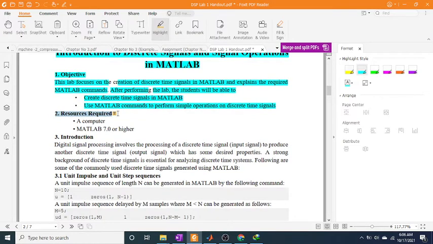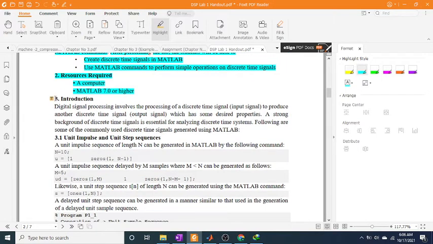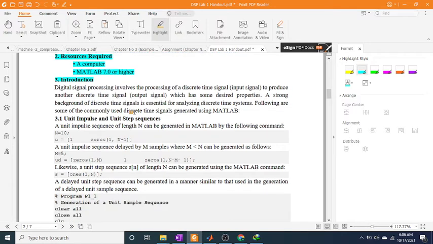2. Resources required: a computer, MATLAB 7.0 or higher. 3. Introduction. Digital signal processing involves the processing of a discrete time signal, the input signal, to produce another discrete time signal, the output signal, which has some desired properties.